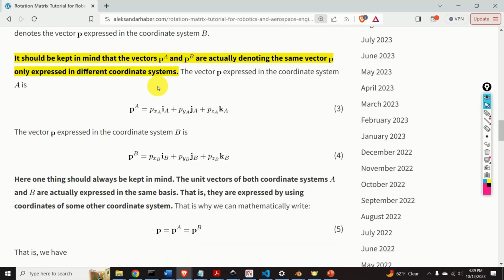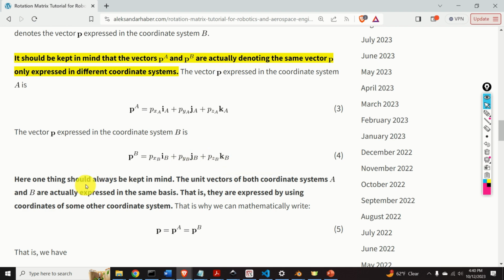Over here, it should be kept in mind that the vector P expressed in A and the vector P expressed in B are actually denoting the same vector P, only expressed in different coordinate systems. The vector P expressed in the coordinate system A has this form. Over here, IA, JA, and KA are unit vectors, and PXA, PYA, and PZA are projections onto the axes XA, YA, and ZA. Similarly, the vector P expressed in the coordinate system B has this form, where IB, JB, and KB are unit vectors, and PXB, PYB, and PZB are the projections.